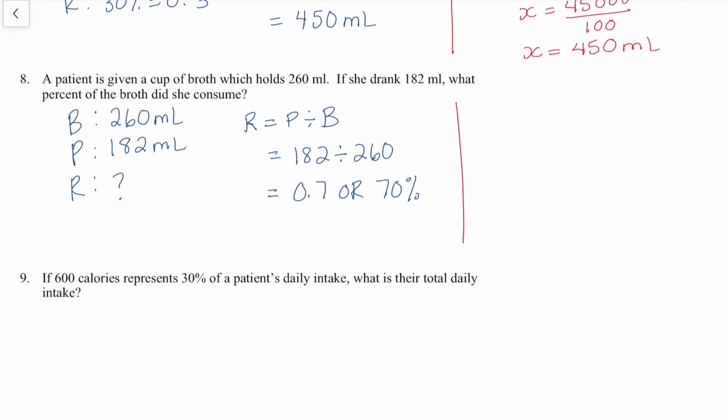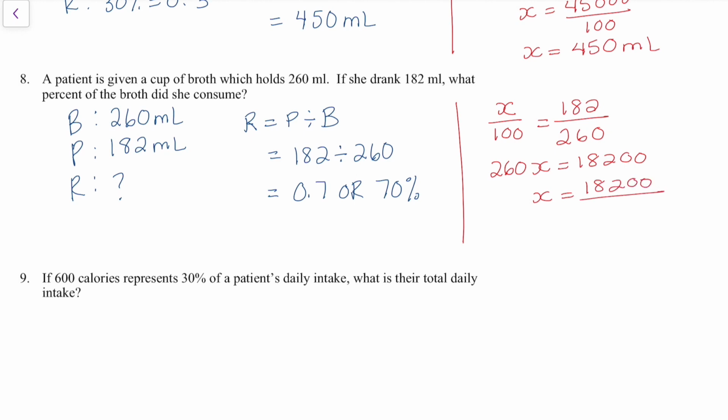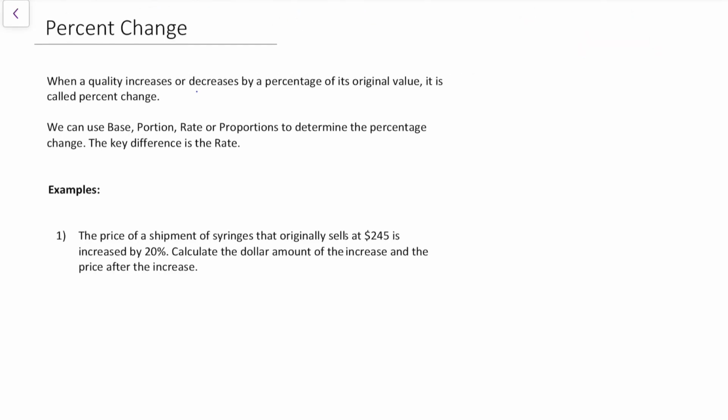Now if you like proportions, then you would say what out of 100 is 182 out of 260. You're going to cross multiply and then divide, and you would get 70%. We can also look at percentage change. So when a quantity increases or decreases by a percent, then we call this percentage change. And we can use both base portion rate and proportions in order to figure out this percentage change.